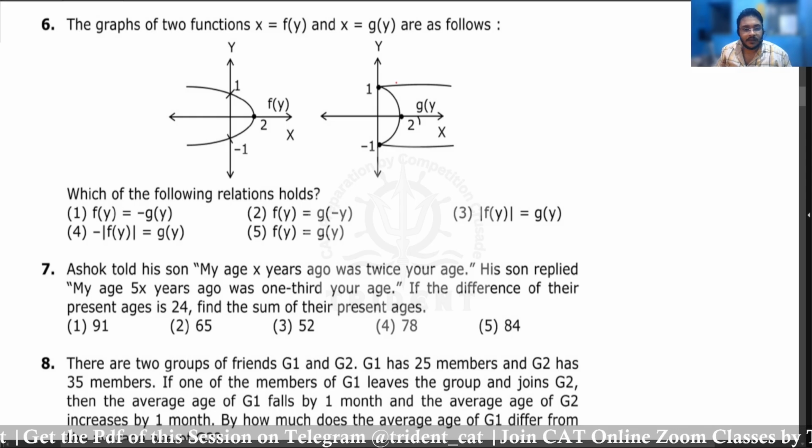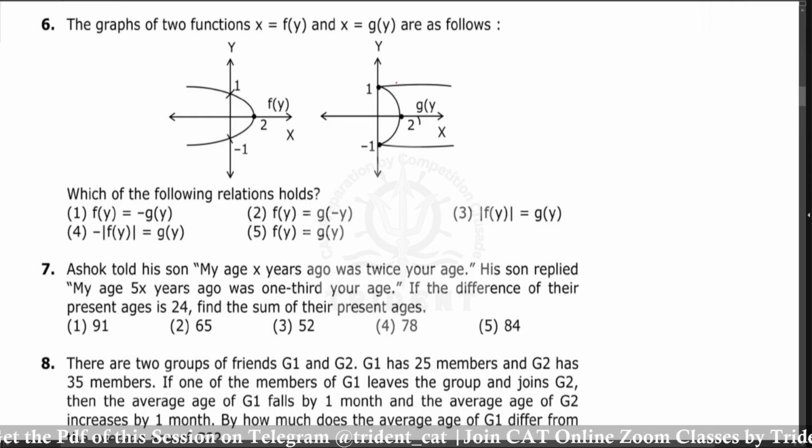First question. What does the first question say? The first question says that there are two graphs of two functions, x equals f of y and x equals g of y. They're asking us to find out a relationship between them. Okay, how do we solve this kind of thing?